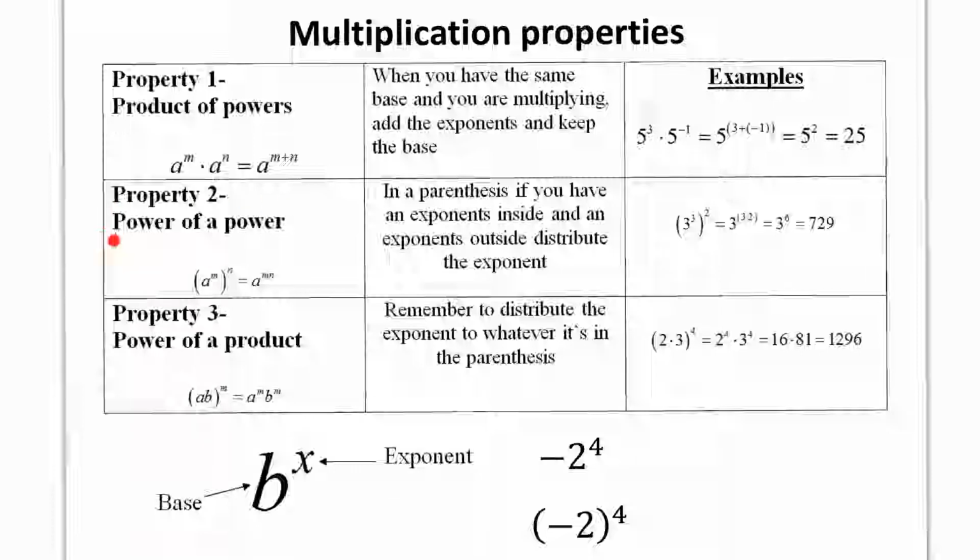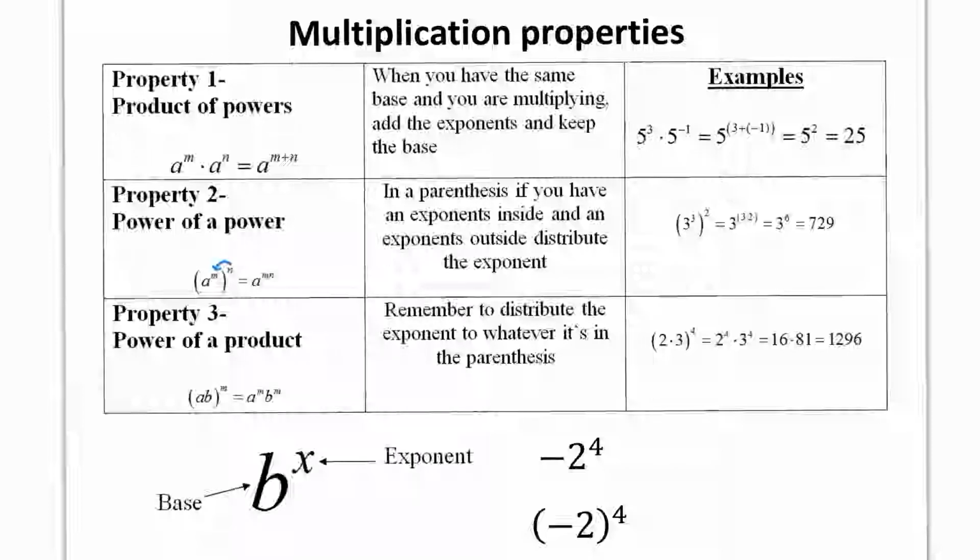Property number 2 is power of a power. This is when you raise a monomial with an exponent to some other exponent or some other power. So you have a power to a power. When you have those parentheses, you can multiply the exponents, the one outside and the one inside, and you keep the same base. So I have the base A right here, but I will multiply the exponents, and let me just put an arrow so you guys know that I am going to multiply those exponents.